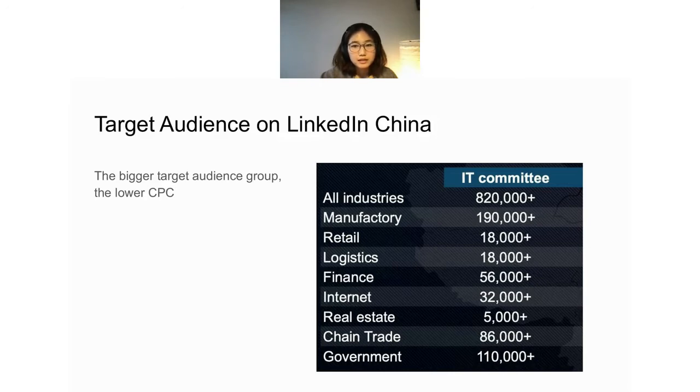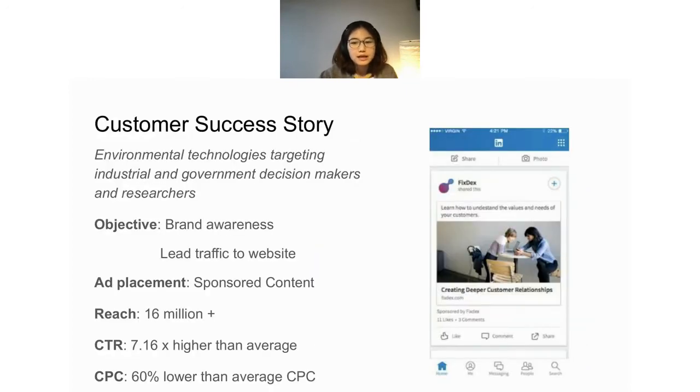What is relevant to you is that the bigger the target group you have on the LinkedIn channel, the lower CPC you can normally achieve. And this slide shows a customer success story that we have recently.